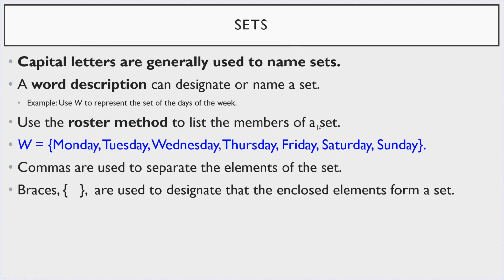Okay, so how do we label a set? Capital letters are generally used to name a set. So sets will be called things like A, B, C, and so on. You can use a word description to designate or name a set. For example, you could say, let W represent the set of the days of the week. Generally, we won't do this, though.